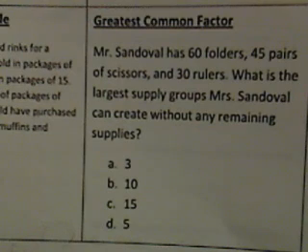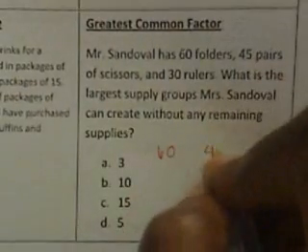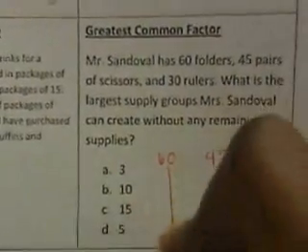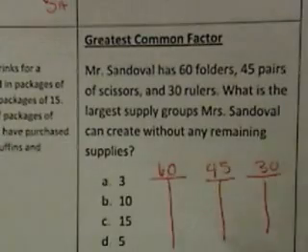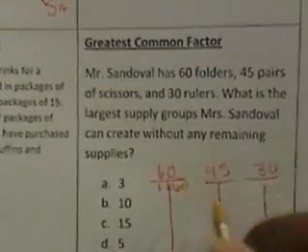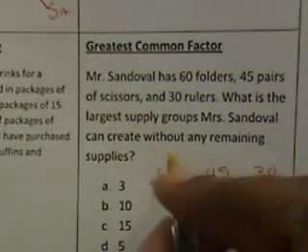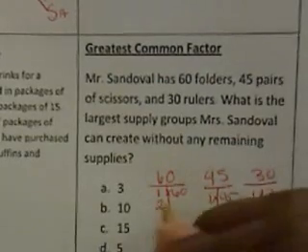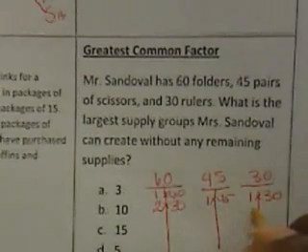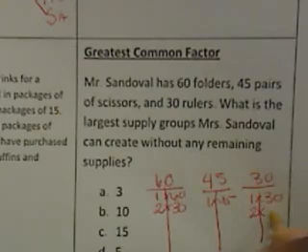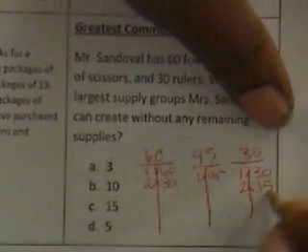Okay, look at our answer choices. Largest supply. So 60, 45, and 30. I need to do my factors of these and see which one is the largest. I already know 1 times 60. That's easy. 1 times 45. 1 times 30. Can 2 go into 60? Yes. How many times? 30. Can 2 go into 45? No. What about 30? 2 times what is 30? 15.